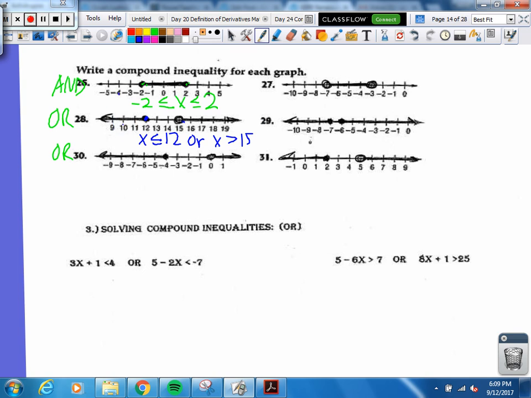We're on a progression towards solving them. See that stuff on the bottom? We're going to get to that in a second. I want you to do 30, 27, 29, and 31. See if you can do those. Pause the video right now.